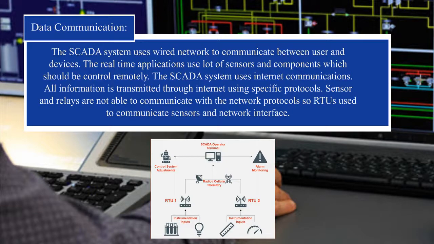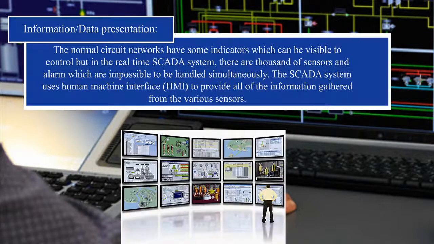Data communication. The SCADA system uses a wired network to communicate between user and device. The real-time application uses a lot of sensors and components, which should be controlled remotely. The SCADA system uses internet communication. All information is transmitted through the internet using a specific protocol. Sensors and relays are not able to communicate with the network protocol, so an RTU is used to communicate between the sensor and the network interface.